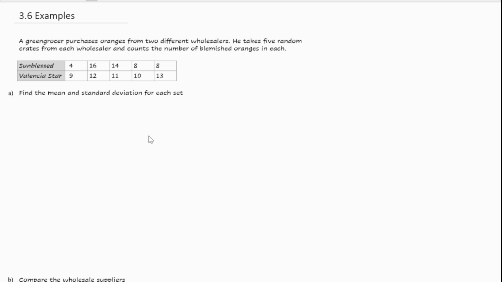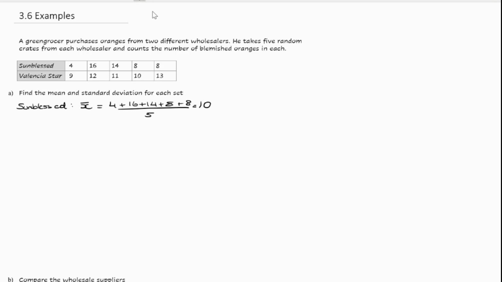Now, the easiest way to do this is to look at them separately. So for Sunblest, we are going to calculate their mean first, which is represented by my x bar here. Obviously, it's the sum of all of these divided by how many there are. So I'm going to have 4 plus 16 plus 14 plus 8 plus 8, and that's going to be all over 5. And this gives us a nice number of 10.